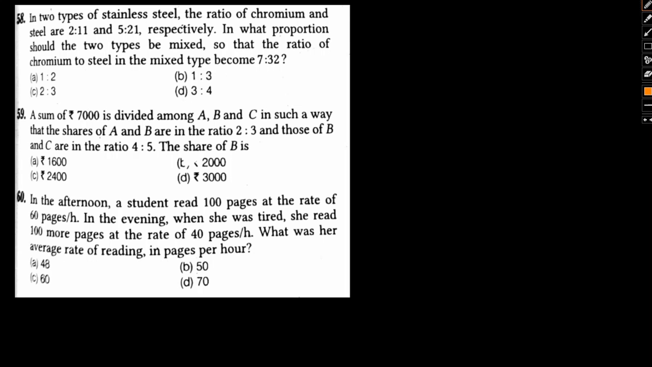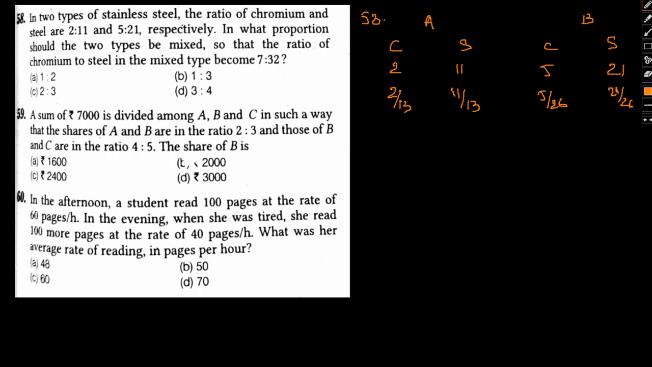Okay. So 58. So we have say a type A and type B. Okay, we have chromium and steel, again chromium and steel. These are in the ratio 2:11 and this is 5:21. Okay, so if I talk about chromium in general, this is in the ratio 2/13 and this is 11/13. Stainless steel, this will be 5/26 and this will be 21/26.